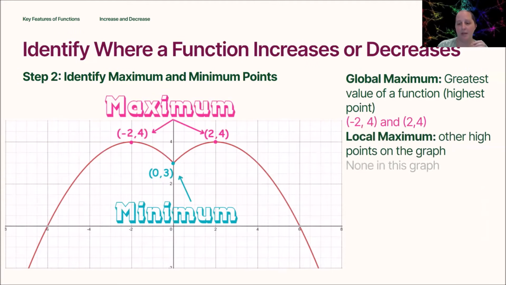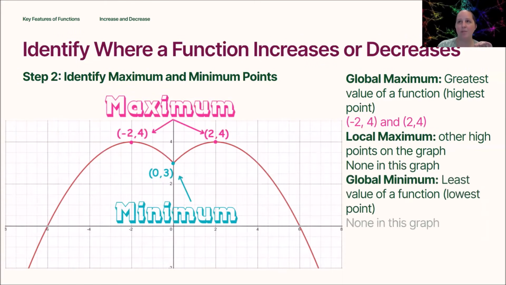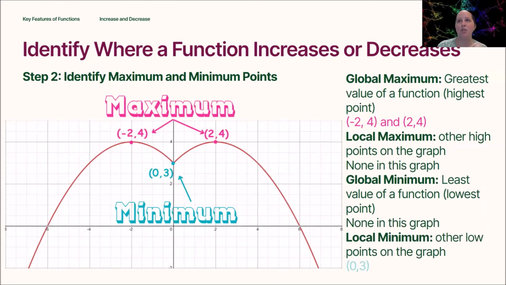Something else to think about here is that a global maximum is the greatest value of a function, so the highest point. In this case, I have 2 global maximums, which are negative 2, 4, and 2, 4. And then I can have a local maximum, or another high point on the graph. It's not necessarily considered a low point.